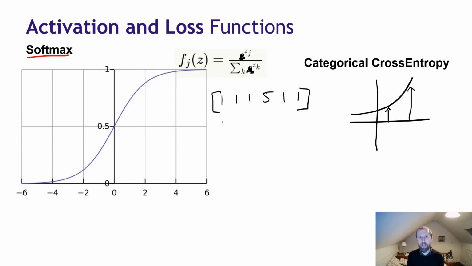So what's going to happen here is we sum all of these up. So that's 1, 2, 3, 4, 5, plus this 5. So this is going to be 1 over the sum, which is 10, and then the next one's going to be the same, etc. And then we get a 5 over 10, 1 over 10, 1 over 10. So that would be our probability distribution for this example.